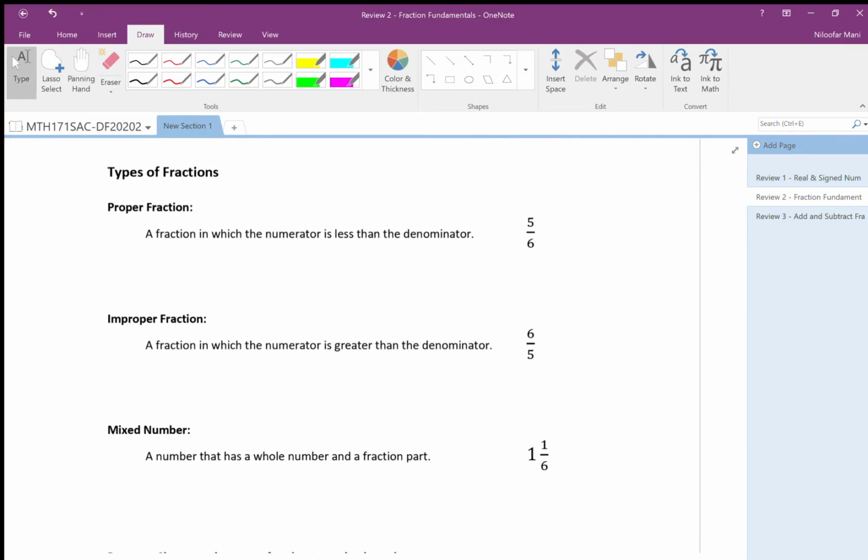Fractions have different types. If I have the top less than the bottom, it means I am still within one item. It's a proper fraction.